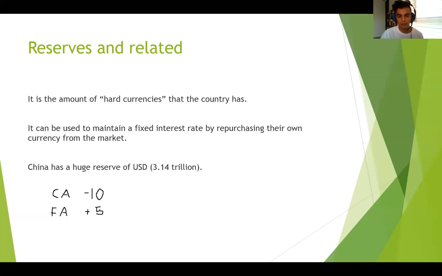So if this is the case, imagine that the US spent $10 and they received $5. What do you think happens with that balance of -5? The thing is that their reserves are like the savings from the country. So if we analyze this in terms of personal finance, if you spend more money than the money that you have, you will probably be using your savings, right?